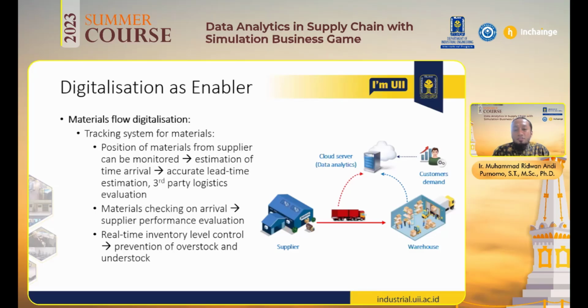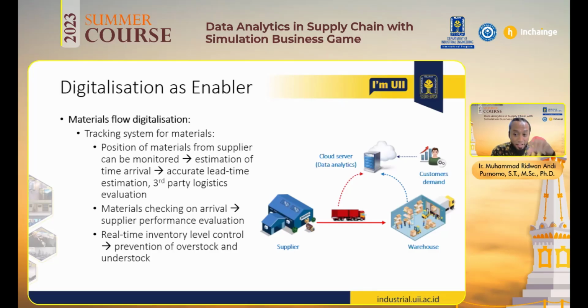Material checking on arrival. If we can track the materials, then when the material comes to the warehouse, we can check the condition of the materials. If we find some material broken, we can send it back to the suppliers and confirm with them. Based on our checking, let's say from 10 materials, we found 2 broken. Then we send them back to you.